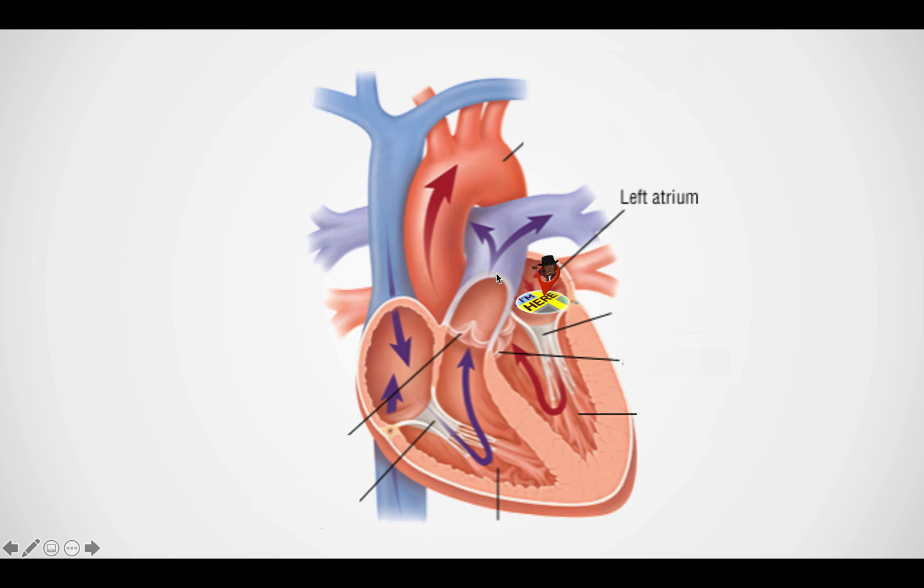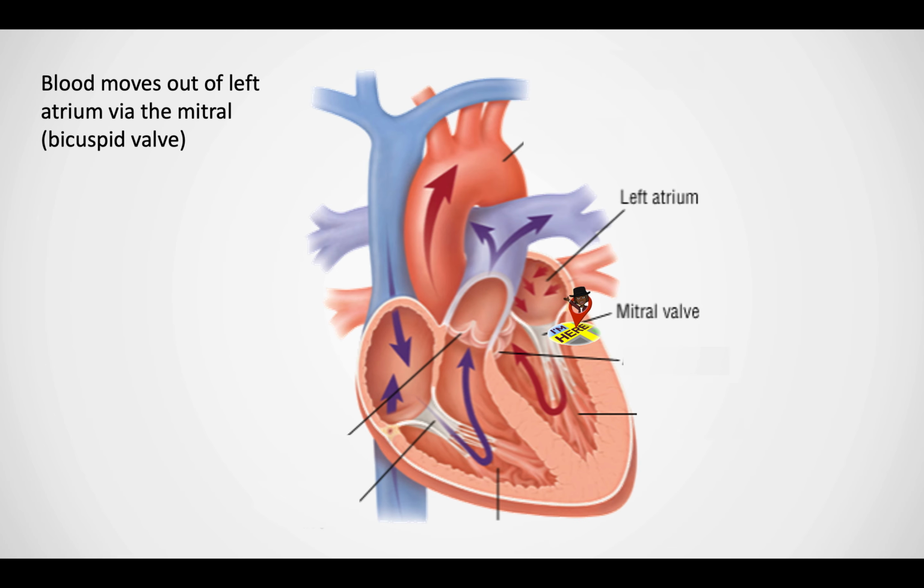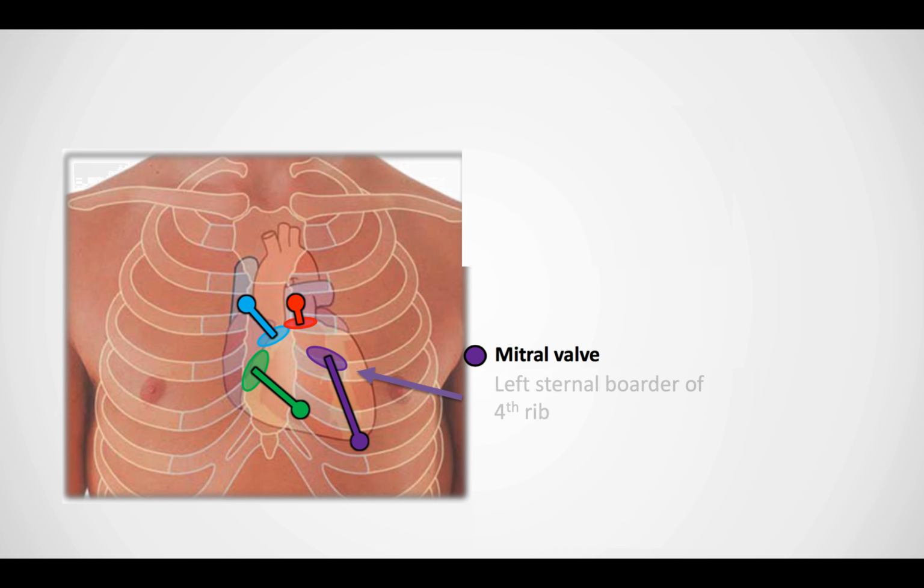The blood collects into the left atrium. Once the blood leaves the left atrium, it uses the mitral valve, also known as the bicuspid valve. So the surface projection of the mitral valve can be found at the left sternal border of the fourth rib.